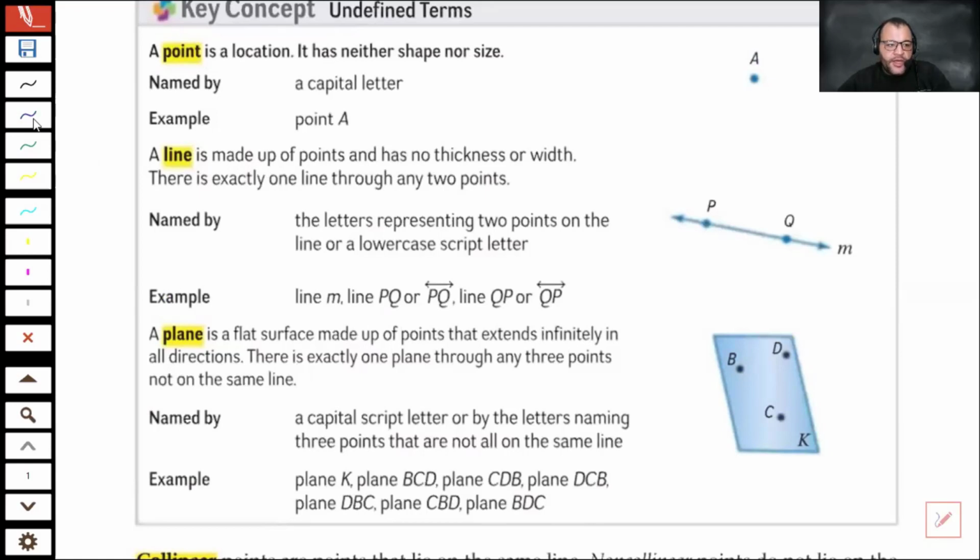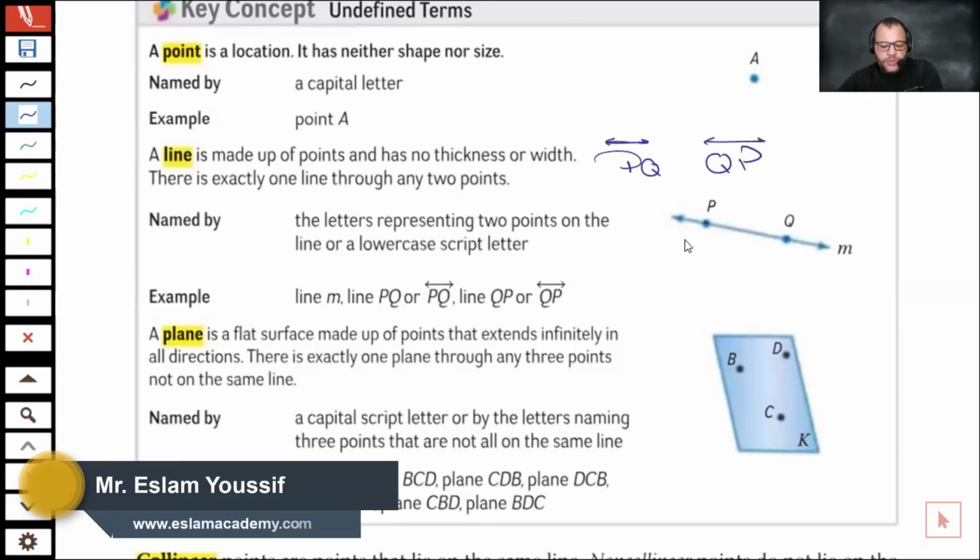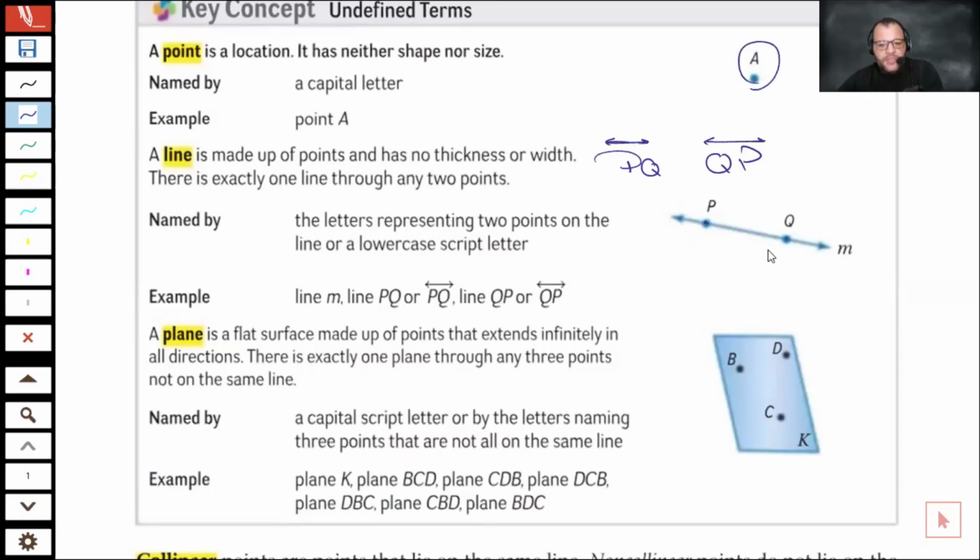You can name the line by any two points that lie on the line. So we can say that this line is called PQ. Because it has no start and no end, there is no difference between QP and PQ. The order is not important, but I only need two letters. The two letters must be capital because the name of a point is a capital letter. Or you can say that this line is called M with a small letter. Suppose that we have a point here called C and another point here called D, because the line is formed from an infinite number of points.